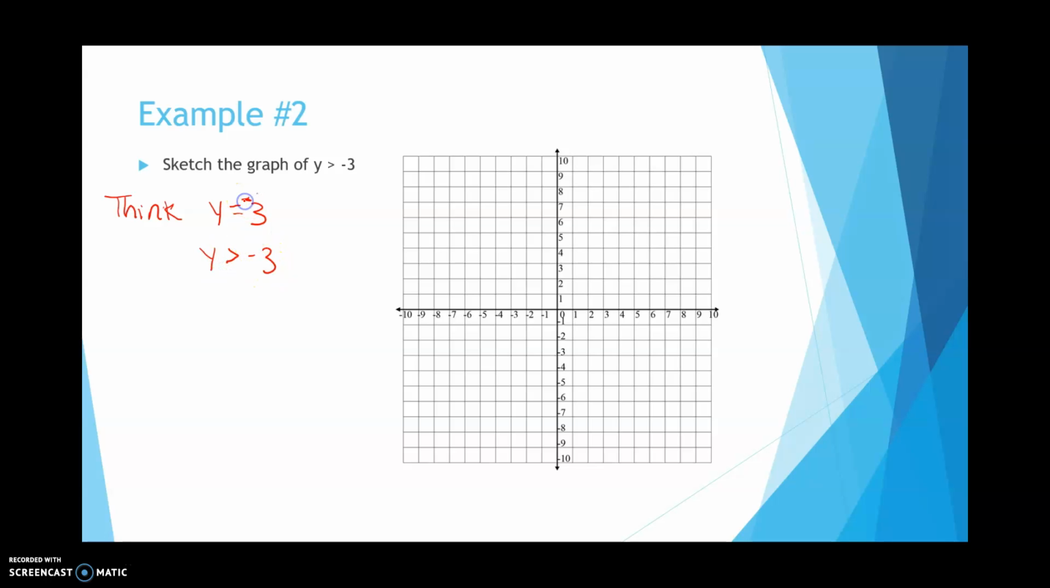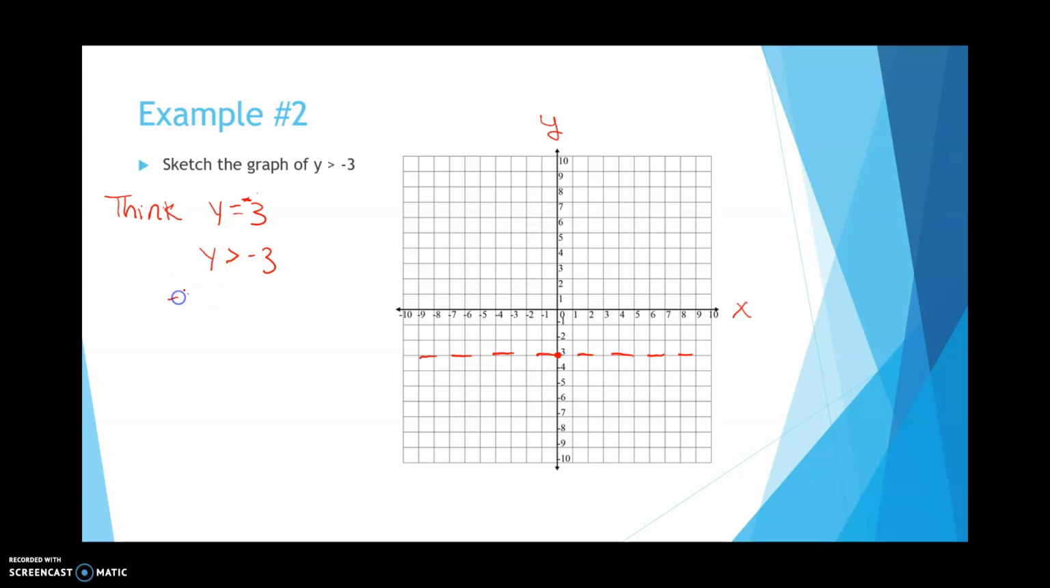Again, x going left and right, y up and down. So we're going to find the point on the y-axis. Y is -3. Here it is. Now looking at the inequality, it's greater than. So since it's just greater than, we're going to be creating a dashed line. And then y is greater than -3.